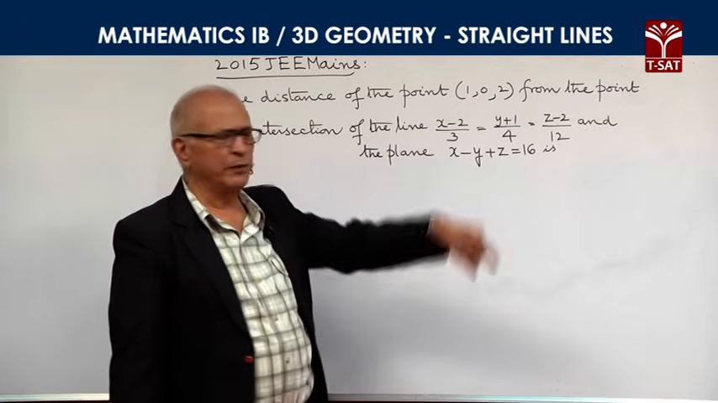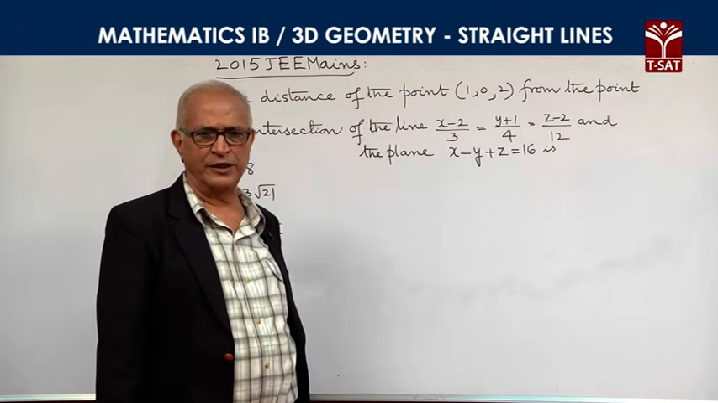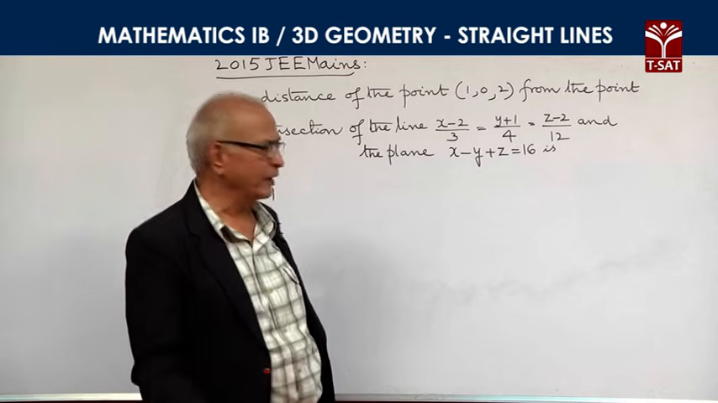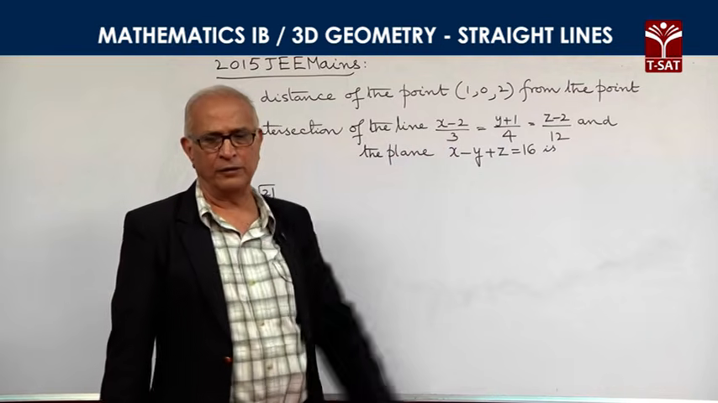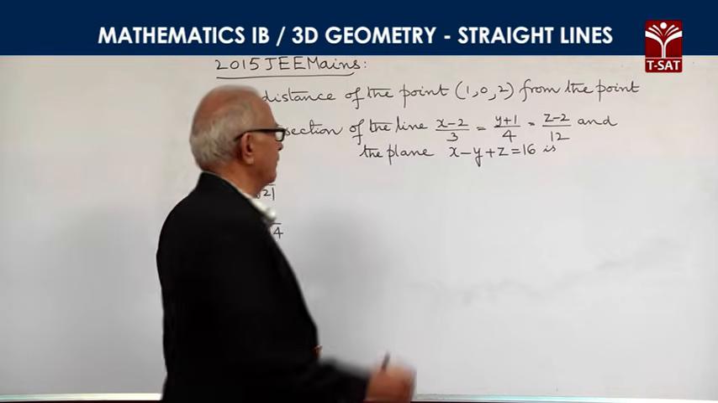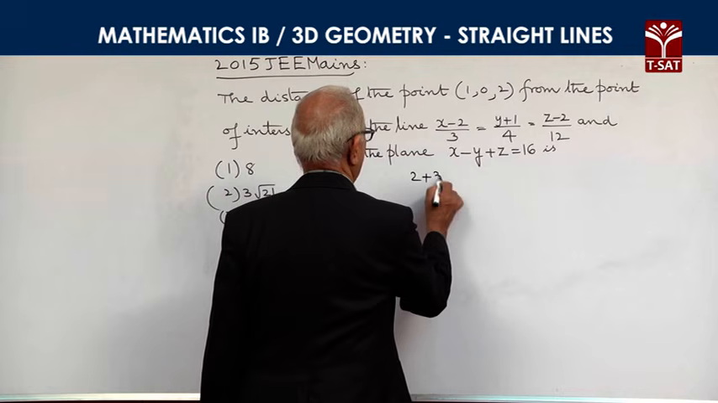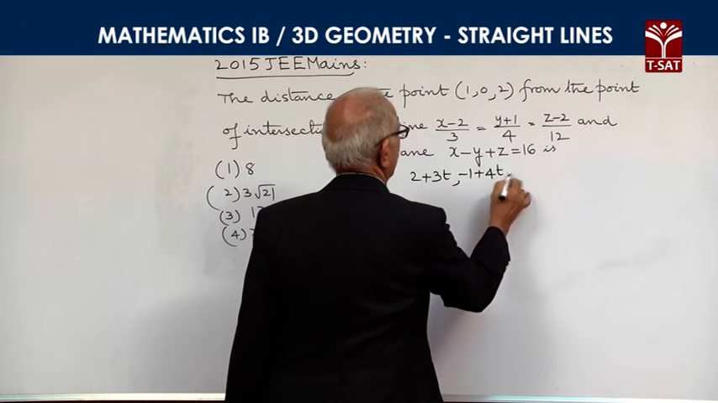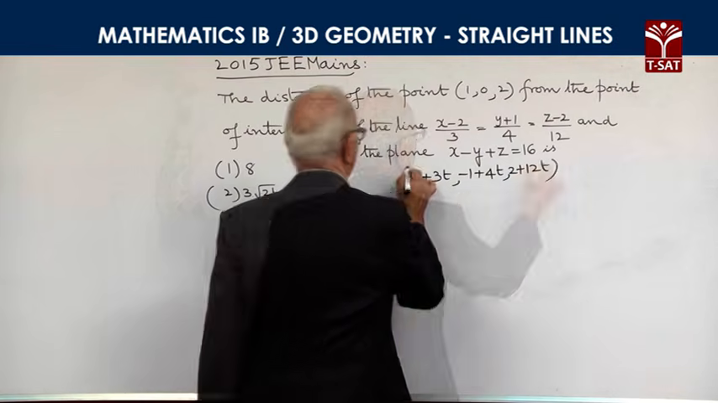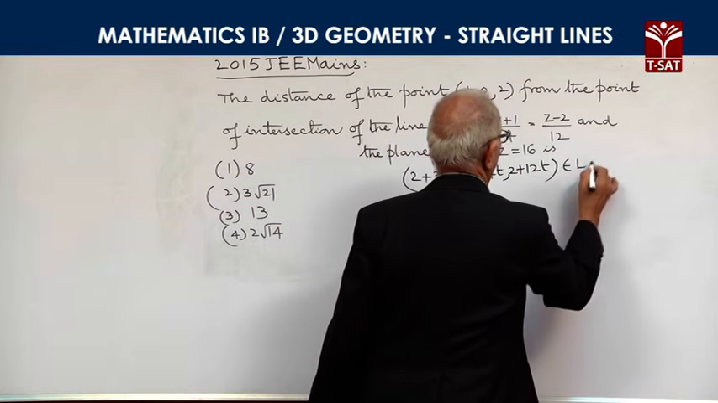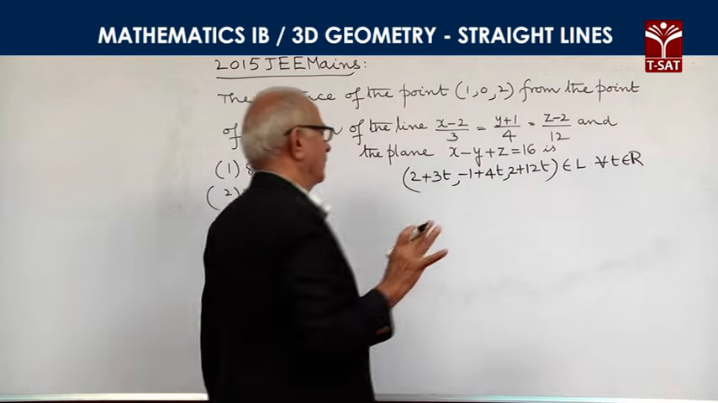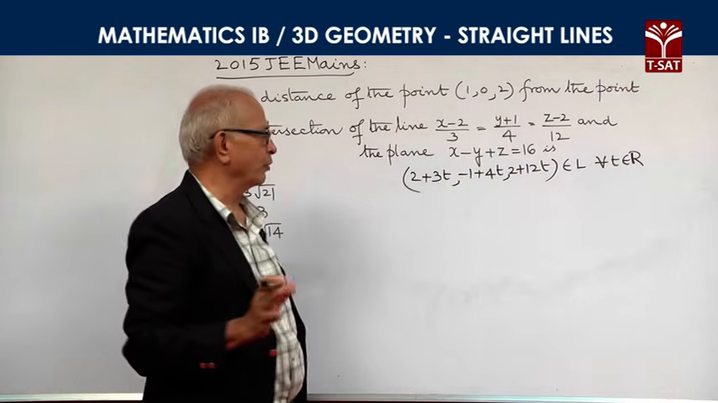Write the coordinates of any point on the line in the parametric form and determine the value of the parameter t based on the fact that this is also a point on the plane. So a line మీద ఒక బిందువుకి పరామితి నిరూపకాలు రాస్తాం. ఏమిటది? 2 + 3t, -1 + 4t, 2 + 12t belongs to L for all t. ప్రతి t కి కూడా రేఖ మీద ఉంటుంది. పరామితి నిరూపకాలు అంటారు, parametric coordinates.